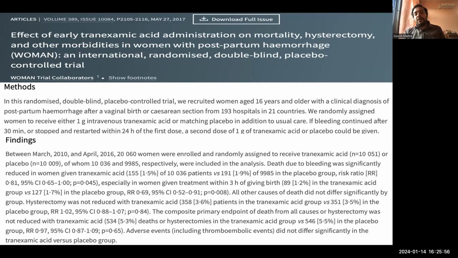mentioned earlier, it is associated with a significant decrease in the death due to bleeding. Though the all-cause mortality didn't significantly differ between the tranexamic acid and control group, the death from bleeding was significantly reduced with the use of tranexamic acid. So whenever we are encountering this kind of clinical scenario, tranexamic acid should be used in all patients.